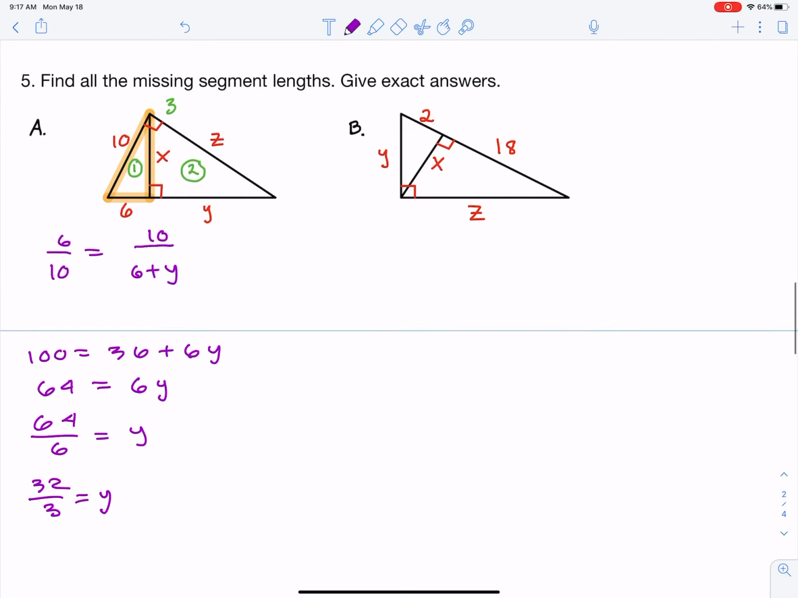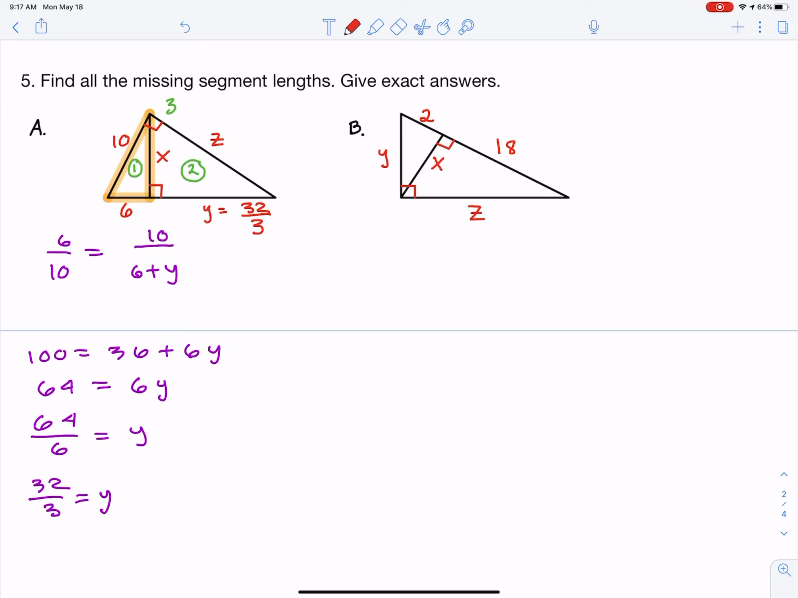Okay, so we found y. We now know that the length of y is 32 over 3. I want to remind you, we can use that if we want to. I don't have to use it, but I can. Let's see what else we can do.